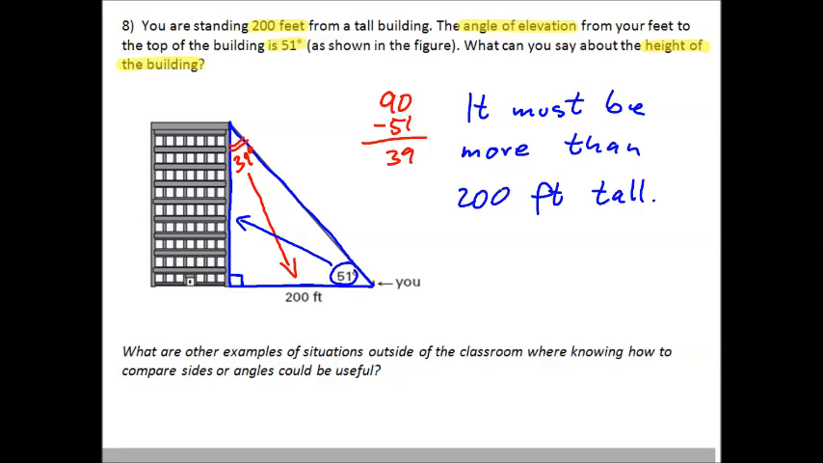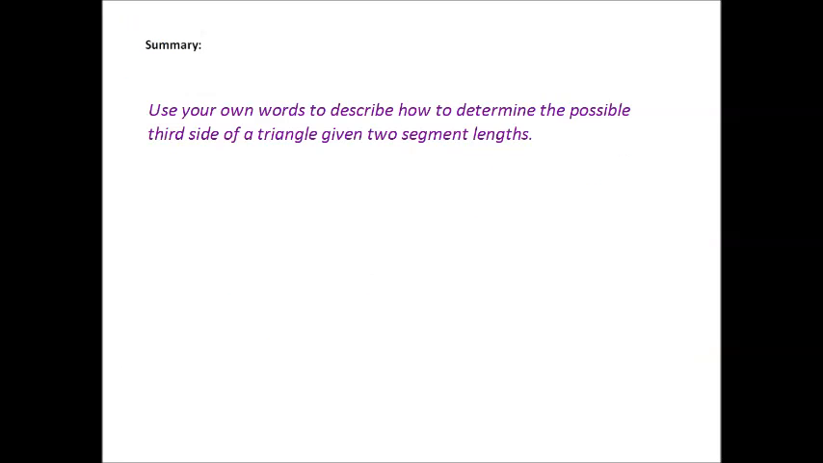Now spend a few moments to think about what are other real-life examples of situations where you could use this type of knowledge, where it could be useful to determine distances, heights, other things like that. And after you have done that, go to your summary and in your own words describe how to determine the possible third side of a triangle given two segment lengths.